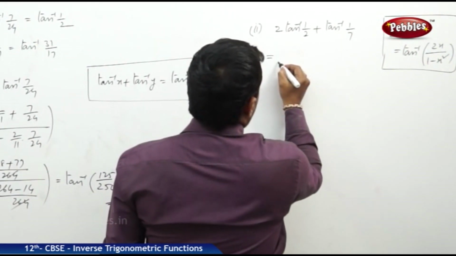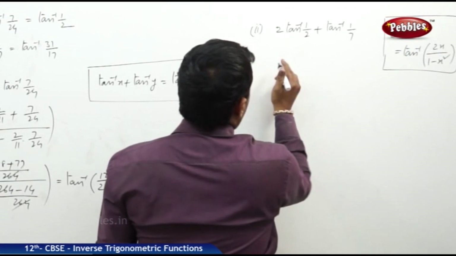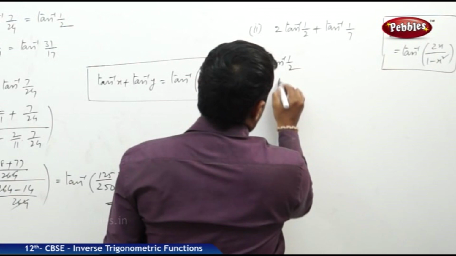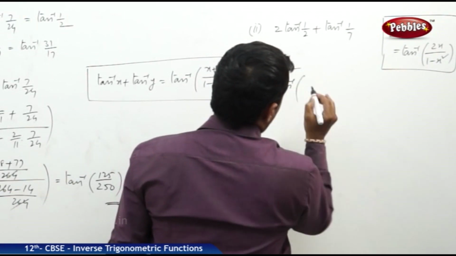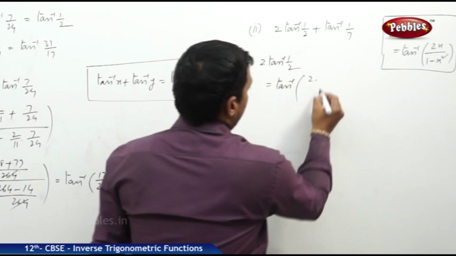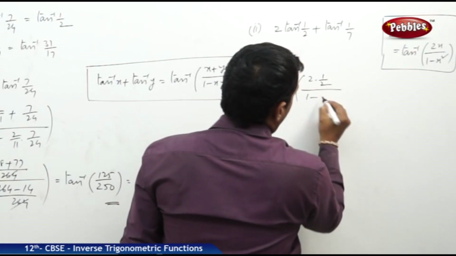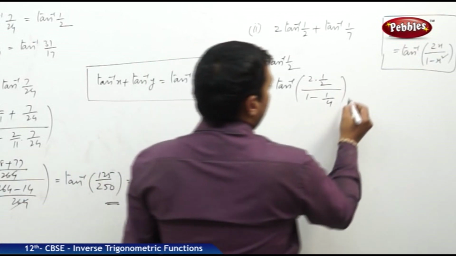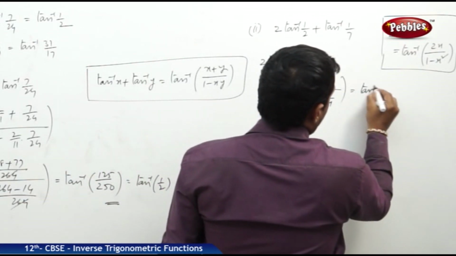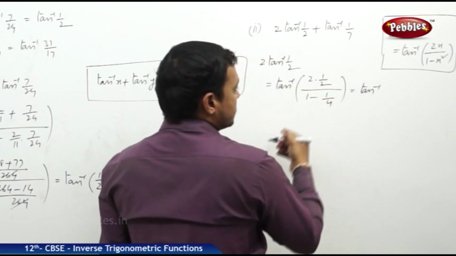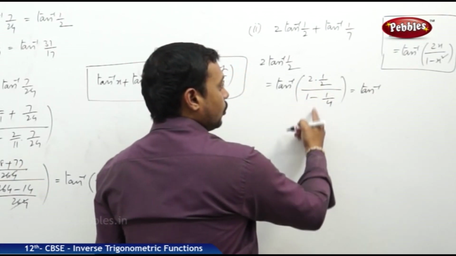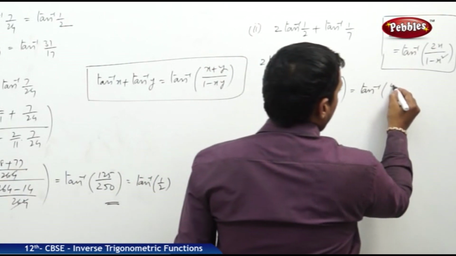Hence, let us simplify 2 tan inverse 1 by 2 first. That is tan inverse of 2 into, where x is equal to 1 by 2, by 1 minus 1 by 2 whole square, which is 1 by 4. Now this is tan inverse of, so 2 gets cancelled, 1 by 1 minus 1 by 4 is 3 by 4. 1 by 3 by 4, that is 4 by 3.